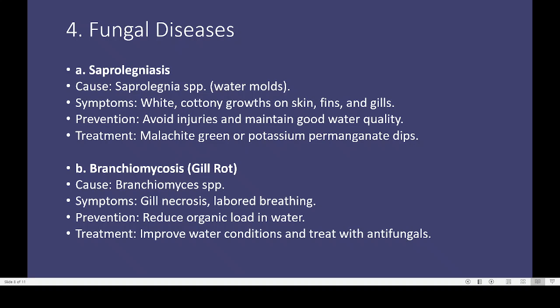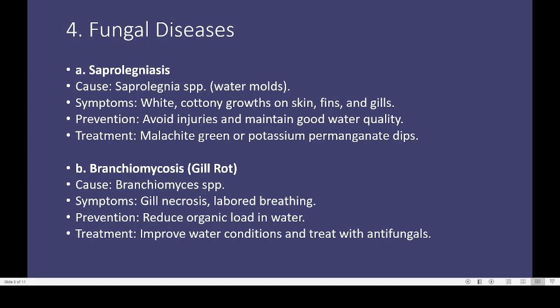See, this is the saprolegniasis. See, here you can see that. So this is what is happening in the case of saprolegniasis. This is a fungal infection, and that fungal infection is actually caused by a fungus known as Saprolegnia species, also known by the name water mold. Presence of white cottony growth on the skin as well as fins and gills.